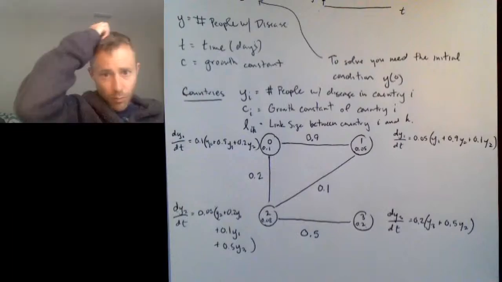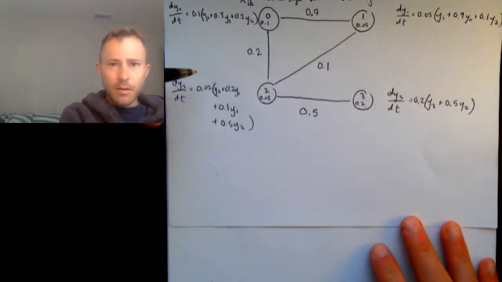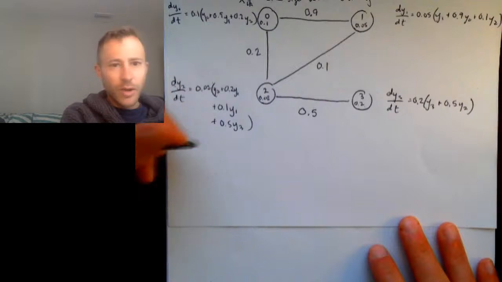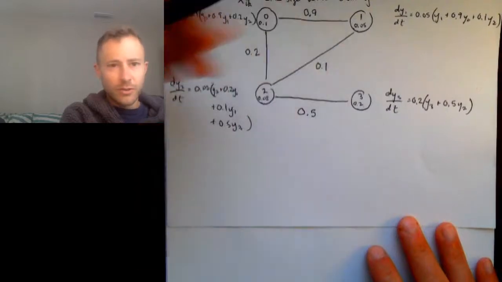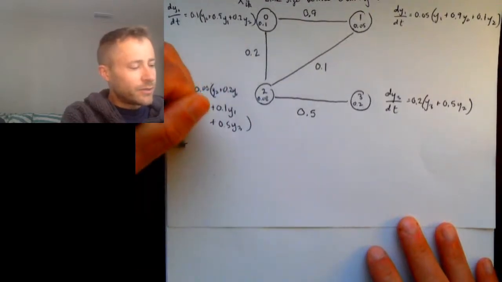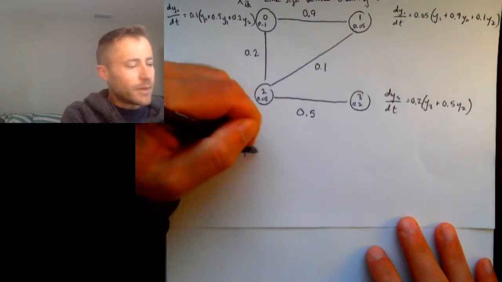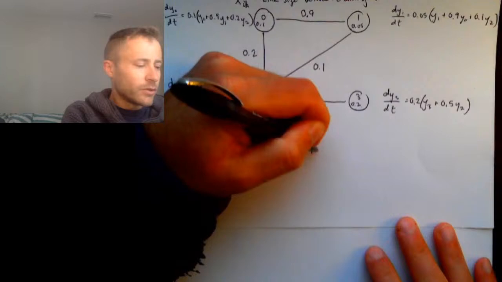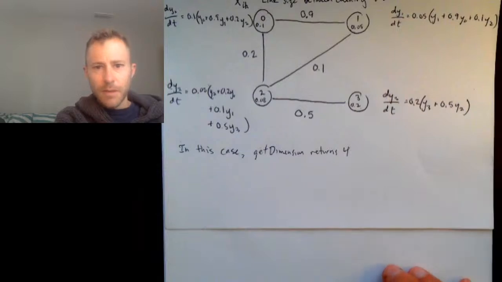And so then what we would have to do, you might remember that when we were talking about the Apache Commons Math differential equation solver, you have to have the get dimension of the problem. So basically there are 4 countries. So in this case, get dimension returns 4 because there are 4 countries.